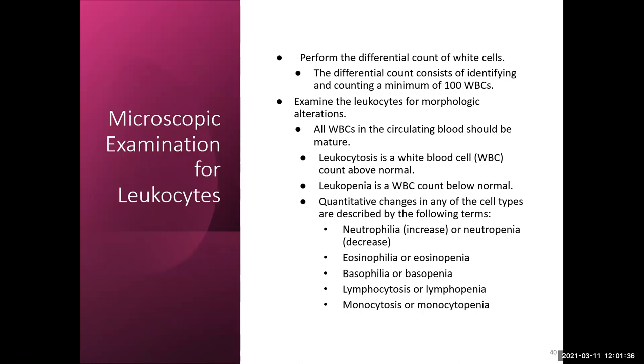When you do your white blood cell count, again, you're counting 100 cells and you're looking for the amount of each population. So some of the terms I would like you to go ahead and get familiar with is neutrophilia, an increase, or neutropenia, a decrease. So anytime there's philia, it's an increase, or penia, it's a decrease.